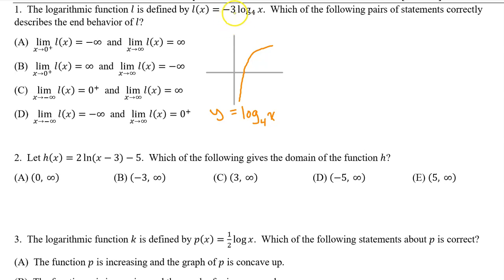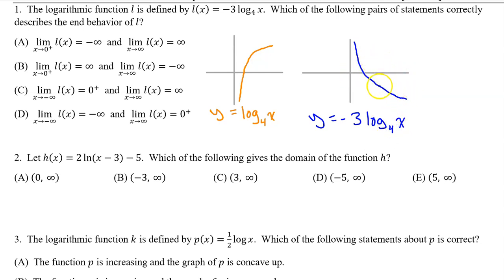The 3 in the front, ignoring the negative sign for a moment, is a vertical dilation by a factor of 3. Stretching this vertically does not change the basic look of the graph. However, the negative sign in the front is a reflection over the x-axis. So y equals -3 log base 4 of x will look like this.